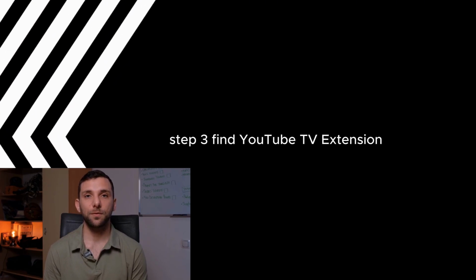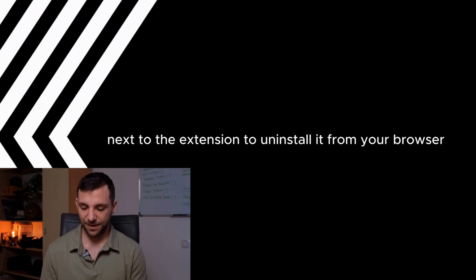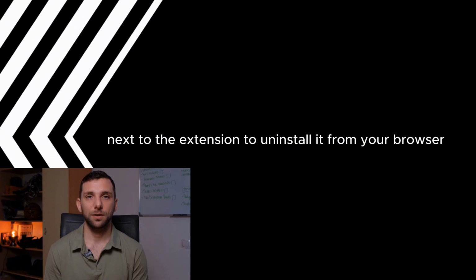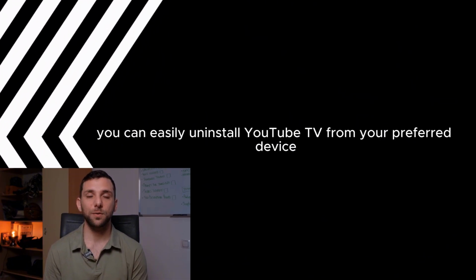Step 3. Find YouTube TV extension. Locate the YouTube TV extension if installed. Step 4. Remove or disable. Click Remove or Disable next to the extension to uninstall it from your browser. By following these steps, you can easily uninstall YouTube TV from your preferred device.